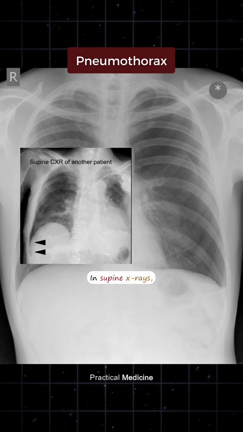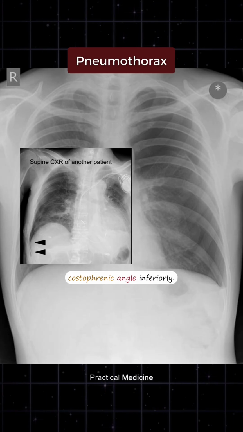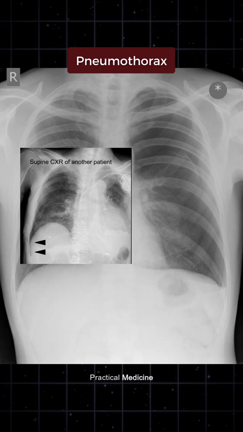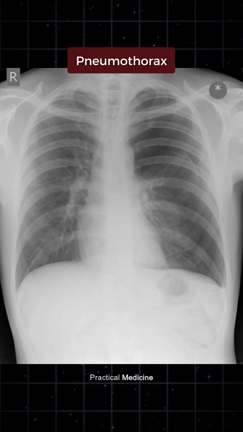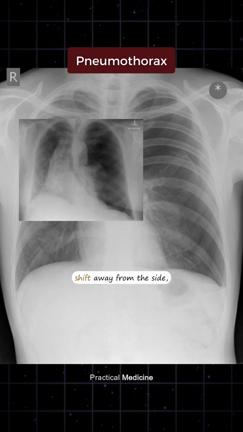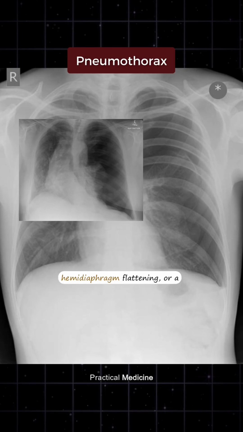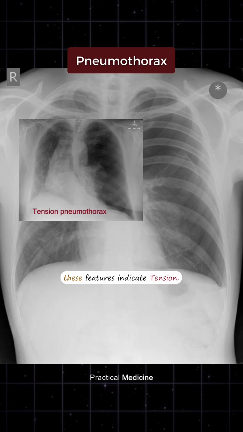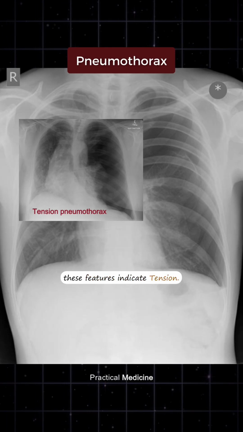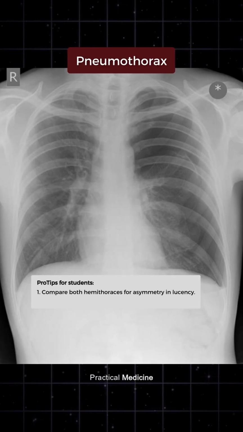In supine X-rays, hyperlucency extends the costophrenic angle inferiorly. This is called the deep sulcus sign. If there is mediastinal and tracheal shift away from the side, hemidiaphragm flattening, or a deep sulcus with clinical distress, these features indicate tension.